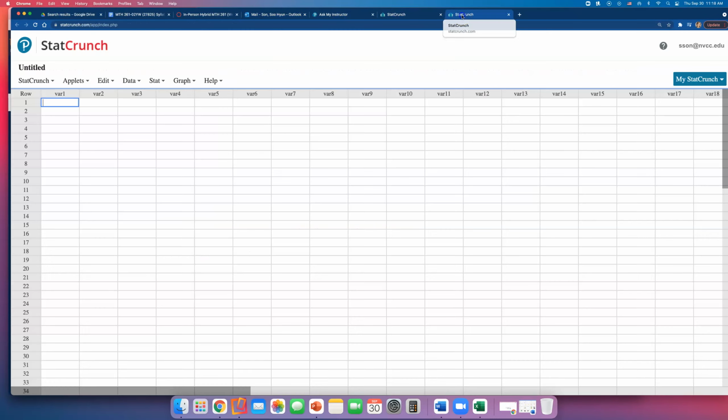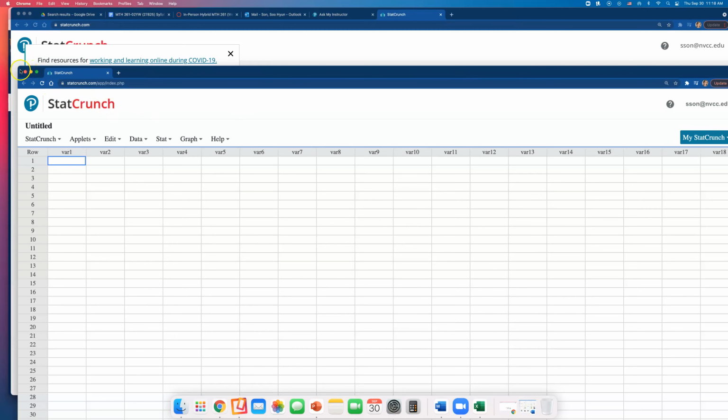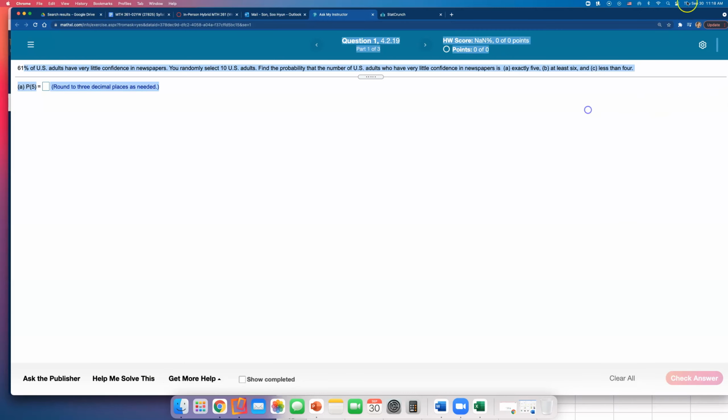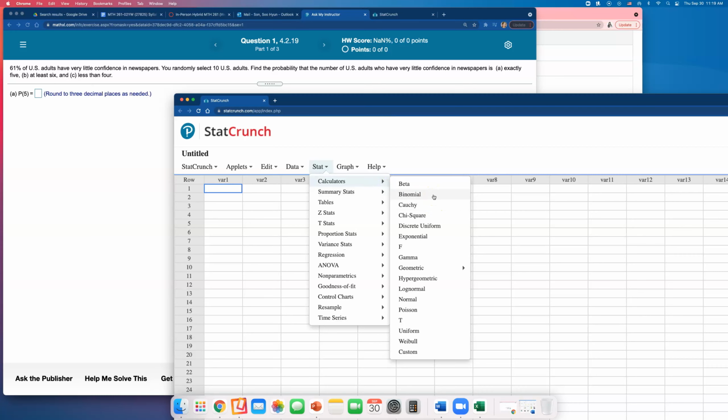Once you identify that this is a binomial case, you will open up, hold on, I have too many tabs open. I want to look at both screens at the same time. Okay, you will open up Stat, Calculator, and Binomial. Okay, you go to Stat, Calculator, Binomial.